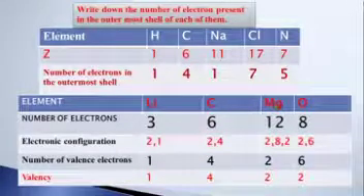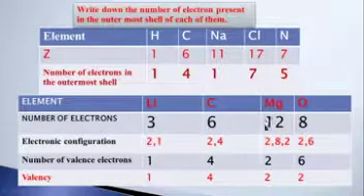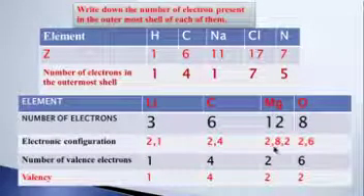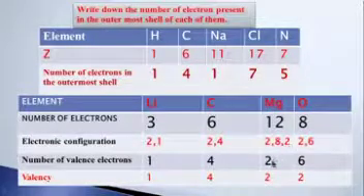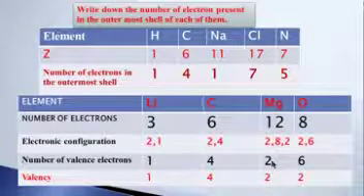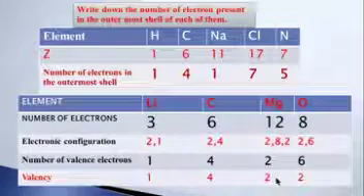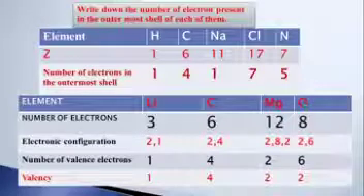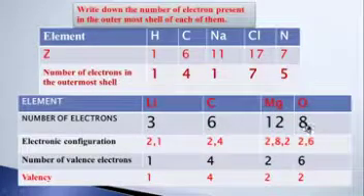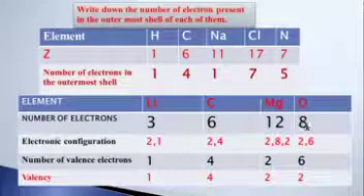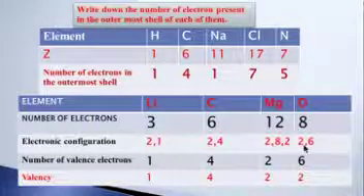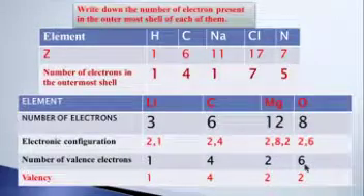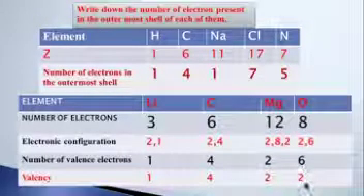Here Mg means magnesium. Number of electrons 12. Electronic configuration 2, 8, 2. Here number of valence electrons 2 and valency is 2. Here oxygen, atomic number is 8. Electronic configuration 2, 6. Number of valence electrons 6 and valency is 2.